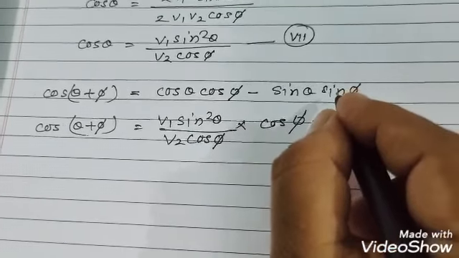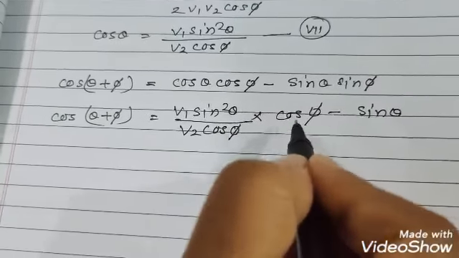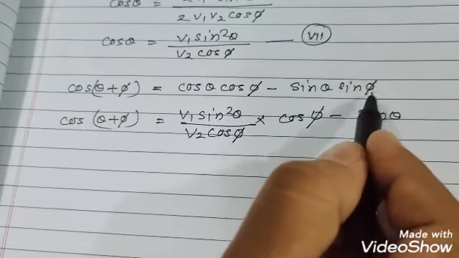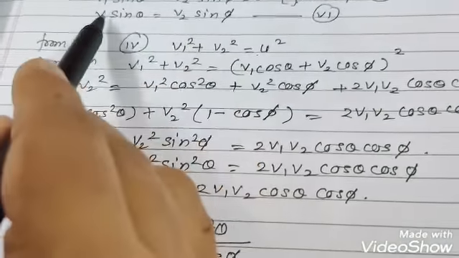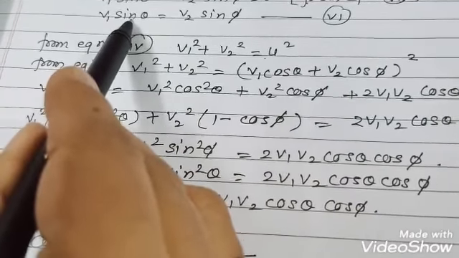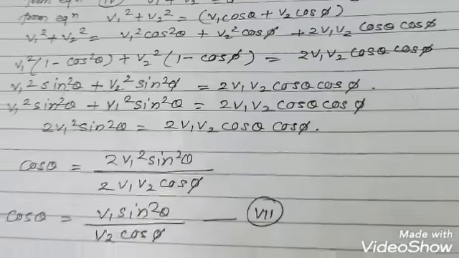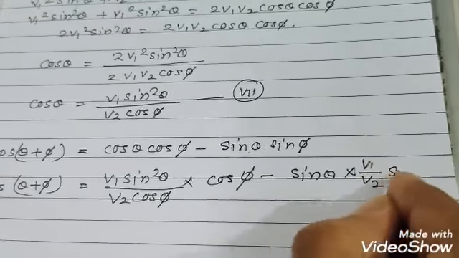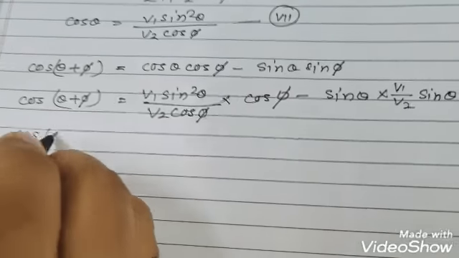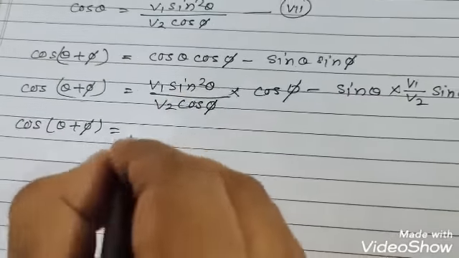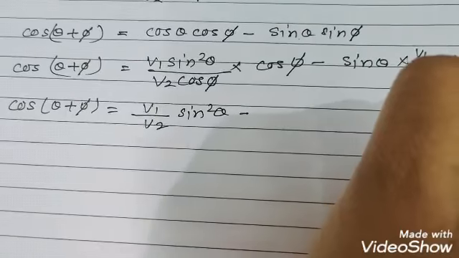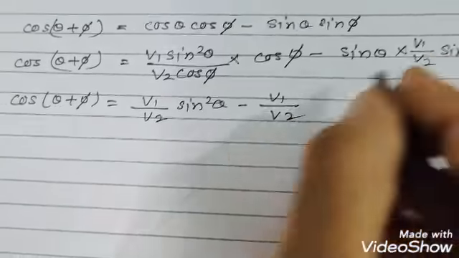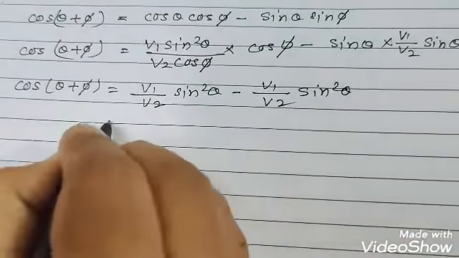This is v1, and v1 will just multiply here. From this sixth equation, in place of sin phi we can write v1 upon v2 sin theta. So here also I am just writing v1 upon v2 sin theta. Now you will get cos of theta plus phi is equal to, cos phi will be cancelled, v1 upon v2 sin square theta, and minus, because sin phi is there, v1 upon v2 sin theta into sin theta, that is sin square theta. Both the values are equal, so it will come 0.